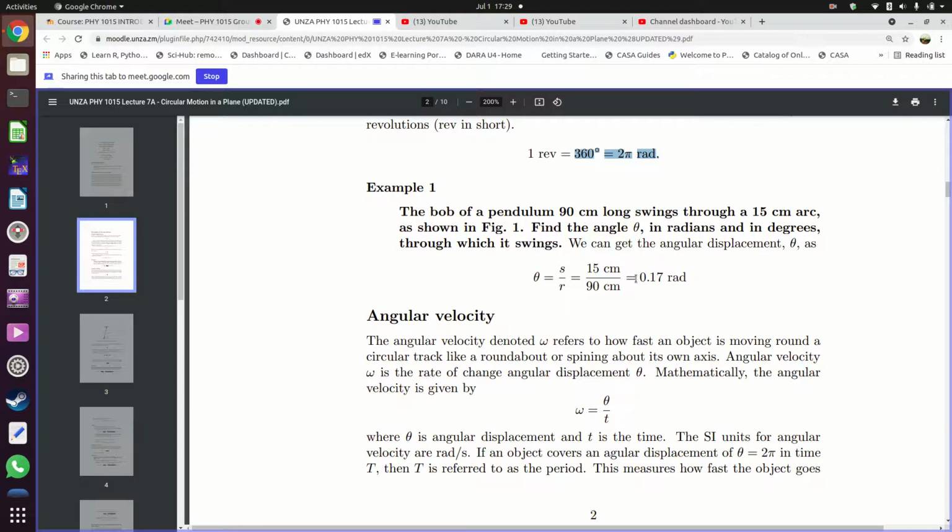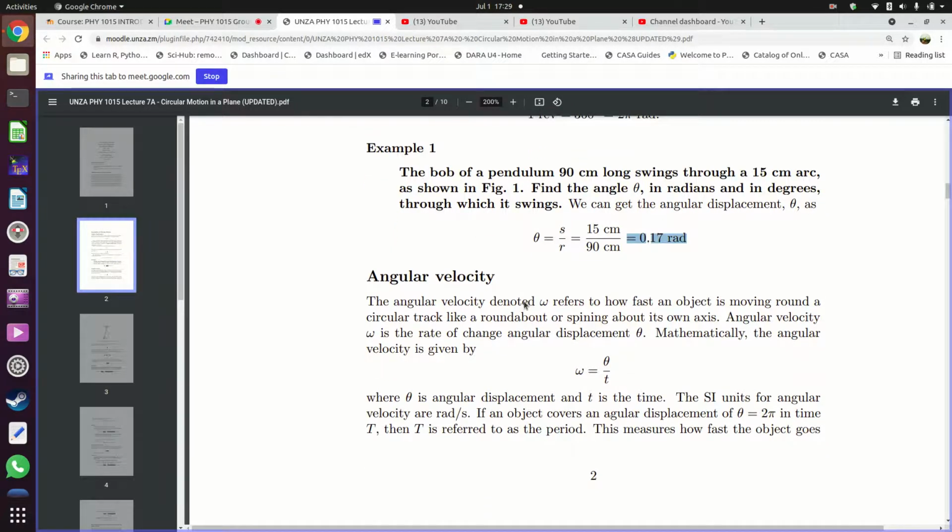So if you are changing this into degrees, this 0.17 radians, you are going to multiply: 0.17 radians times 360 degrees divided by 2 pi radians. Then you get your angle in degrees. Yeah. So this 0.17 radians times 360 degrees divided by 2 pi radians, then that's going to give you an angle in degrees. Are we clear? Yes.